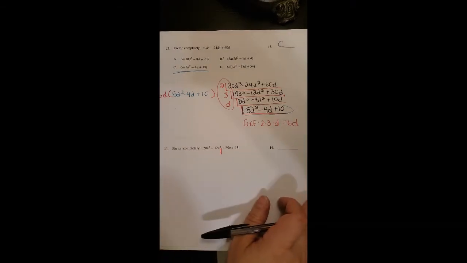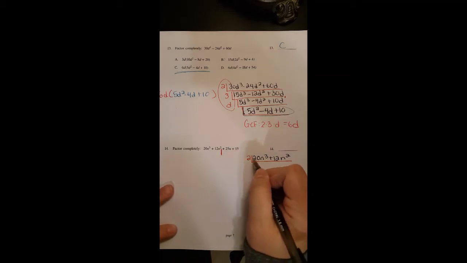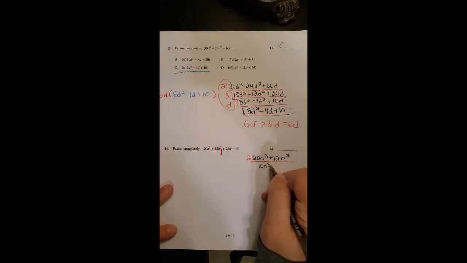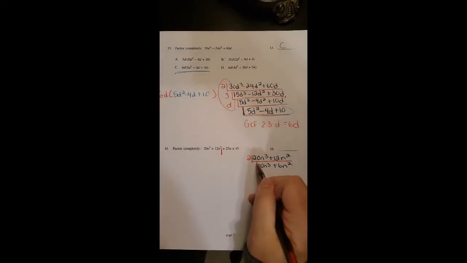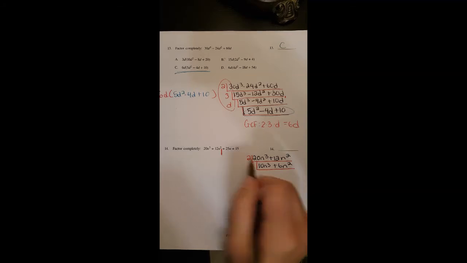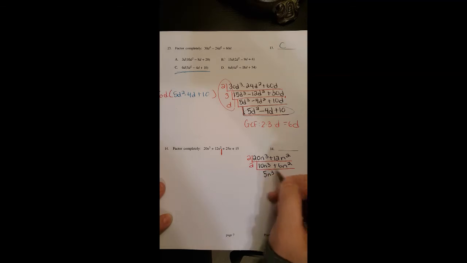We have to draw our line down the middle, divide that problem in half. Now for each half, we're going to have to find our greatest common factor. So I have 20n to the third plus 12n squared. Now both of these have a 2 in common because they're both even. So I'm going to take out a 2. 20 divided by 2 gives me 10n to the third. 12 divided by 2 gives me 6. Now both of those still can be divided by 2. I'm going to take out 2 again. 10 divided by 2 gives me 5. 6 divided by 2 is going to give me 3.